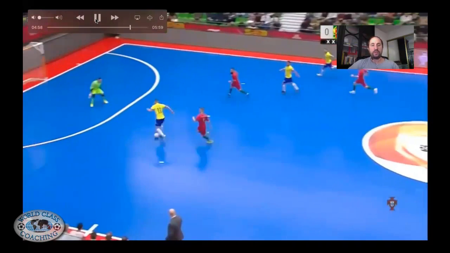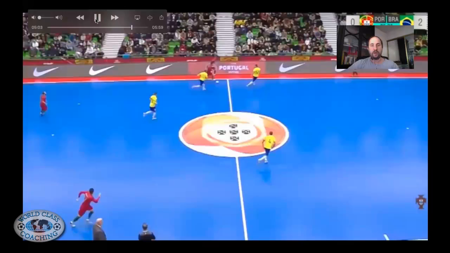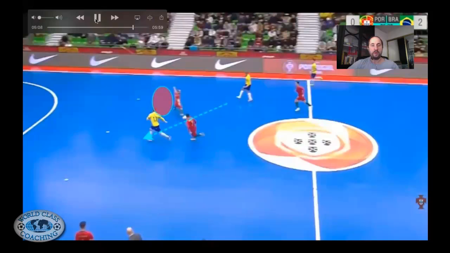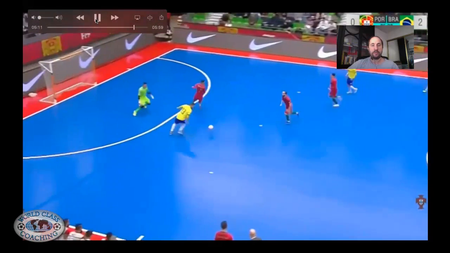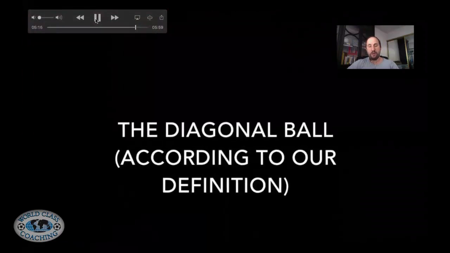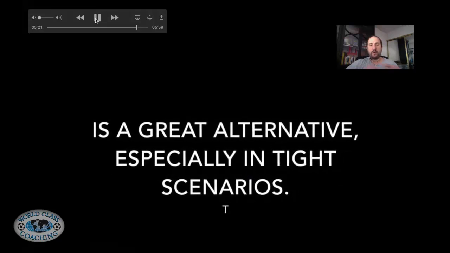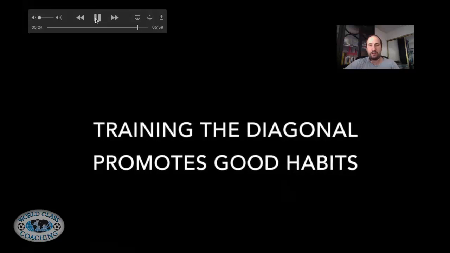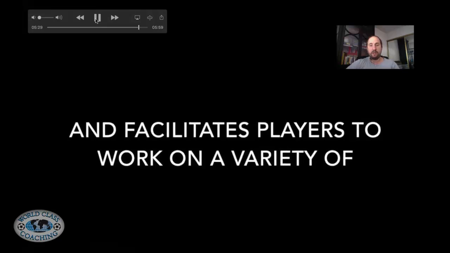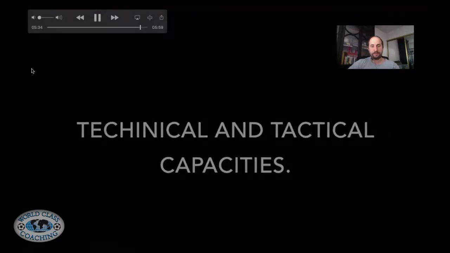So it's not so easy to receive it. And we're going to show an example now where they make a mistake, where they try basically exactly the same combination. But now, you know, this ball coming that you have to touch forward is not so easy. So he trips a little bit on the ball, still is able to finish the goal after. So this diagonal ball corridor definition is a great alternative, especially in tight scenarios against defense close to goal. It promotes good habits and facilitates players to work a variety of technical and tactical capacities.